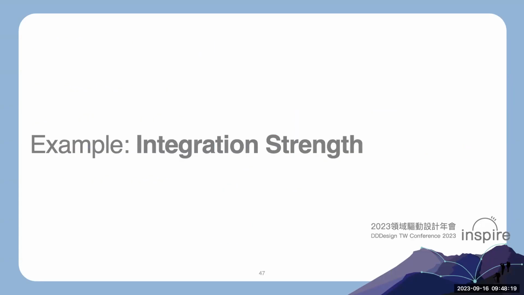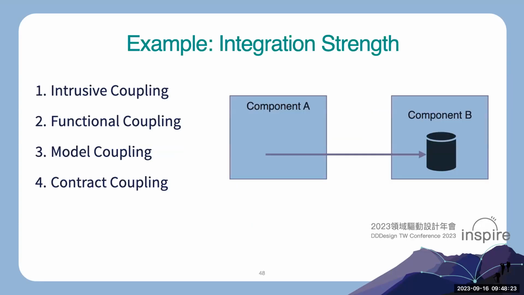Now, let's see an example of integration strength in action. Usually we say that if we have two services, working with another service's database directly is a big no-no. That's not something we want to do. You have to go through a public interface. Let's analyze this example through the lens of integration strength.